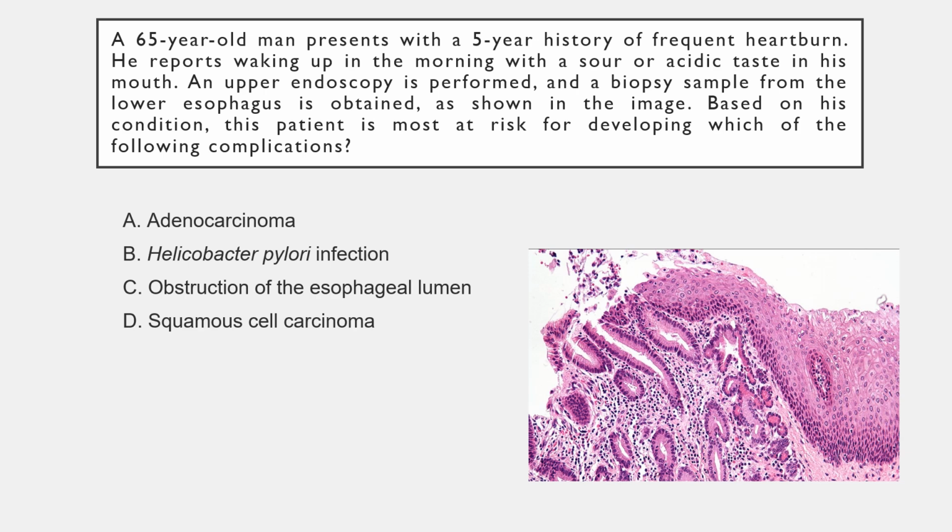A 65-year-old man presents with a 5-year history of frequent heartburn. He reports waking up in the morning with a sour or acidic taste in his mouth. An upper endoscopy is performed and a biopsy sample from the lower esophagus is obtained as shown in the image. Based on his condition, this patient is most at risk for developing which of the following complications?